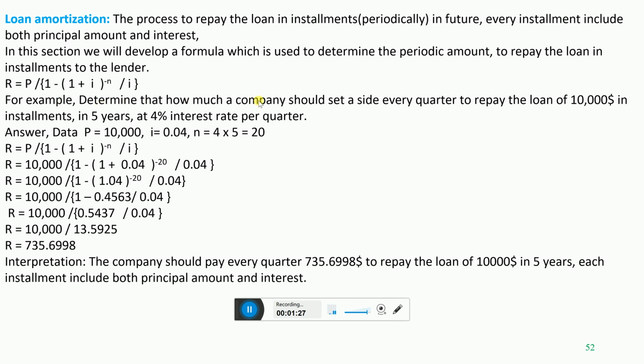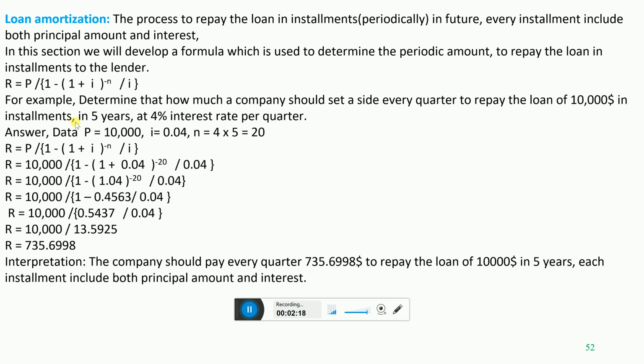Determine how much a company should set aside every quarter to repay a loan of $10,000 in installments in 5 years at 4% interest rate per quarter. In this example, the borrower will repay installments quarterly. So how much should the company deposit every quarter in a company savings account, which earns interest of 4% per quarter as well, so that in 3 months, meaning 1 quarter, it accumulates the installment amount to repay the loan in installments. So this example is very clear.